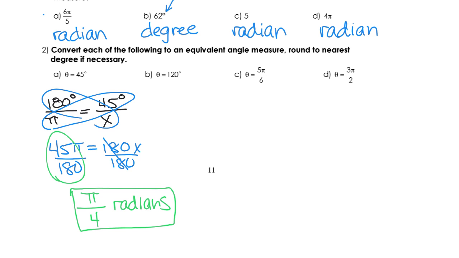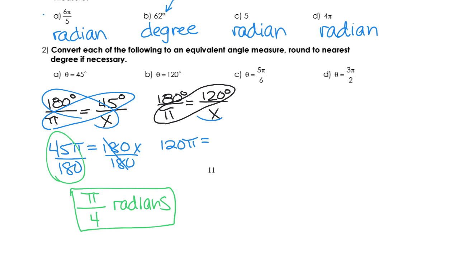Okay, we're going to set up our next one. And so again, it's 180 degrees over pi radians. And since we have degrees, we'll put that on top, and we'll leave our x on the bottom to solve for the number of radians 120 degrees is. Okay. When we cross multiply, we end up with 120 pi equal to 180x.